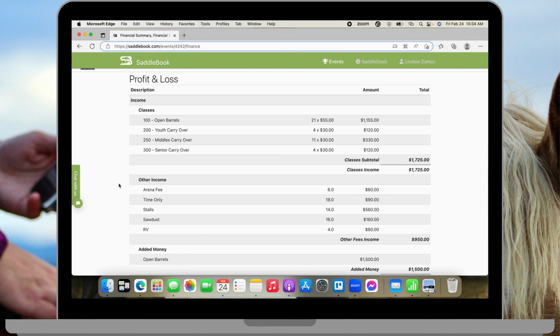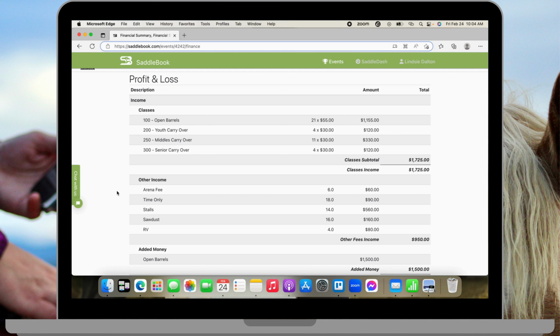That brings us to your other fees section. This is going to be any of those additional fees that you created in your master items list. So here we can see we have an arena fee, time onlys, stalls, sawdust, RVs. This would also include any of your office fees or exhibitions.